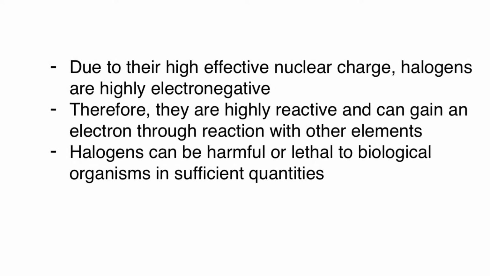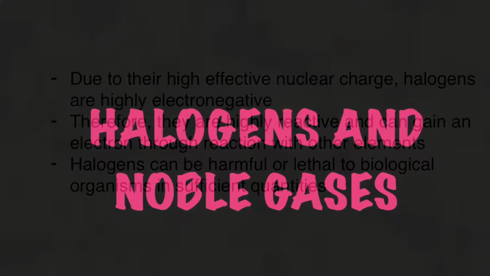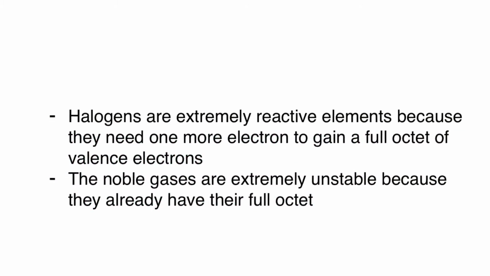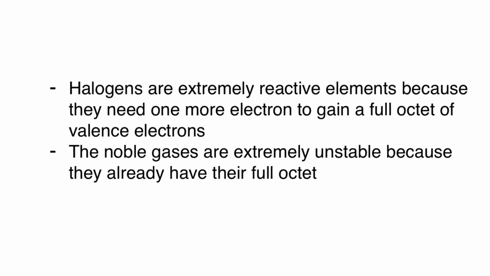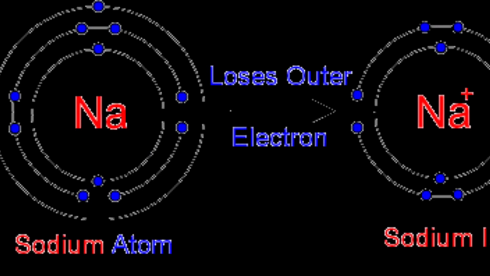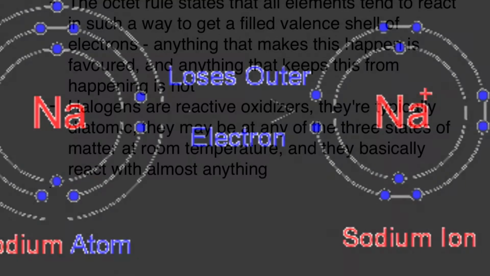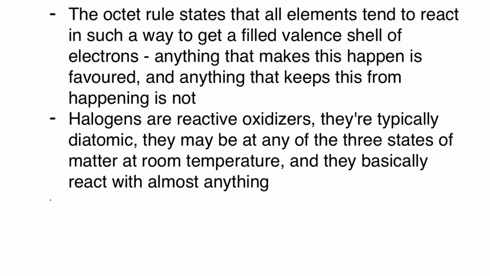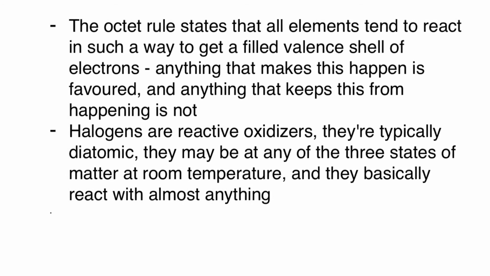Halogens can be harmful or lethal to biological organisms in sufficient quantities. Halogens are extremely reactive elements because they need one more electron to gain a full octet of valence electrons, whereas the noble gases are extremely unstable because they already have their full octet. The octet rule states that all elements tend to react in such a way to get a filled valence shell of electrons. Anything that makes this happen is favoured, and anything that keeps this from happening is not.